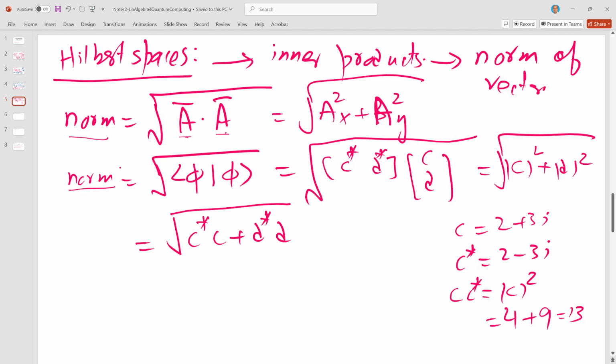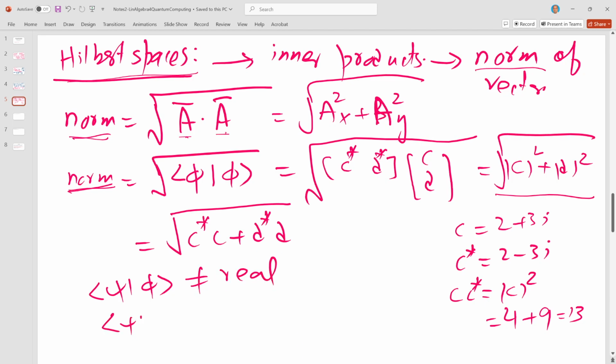Okay, so Hilbert spaces have inner products defined in such a way that we can compute the norm of the vector itself, and the norm is a real number. The inner product may not be real. For example, the inner product of psi and phi may not be a real number in general, but the inner product of any vector with itself is always going to be a real number.